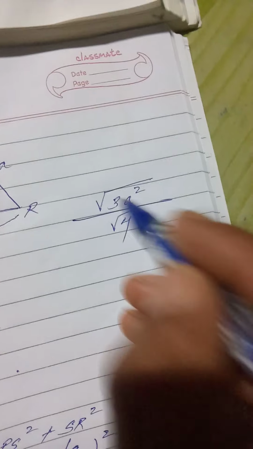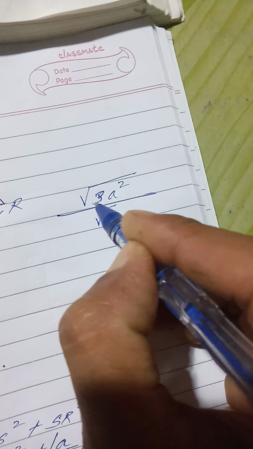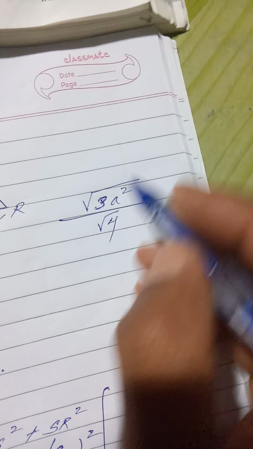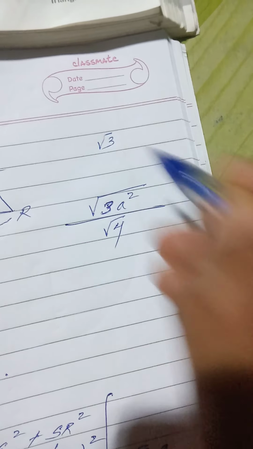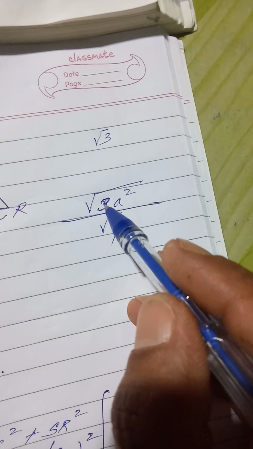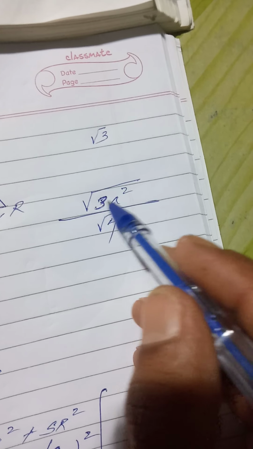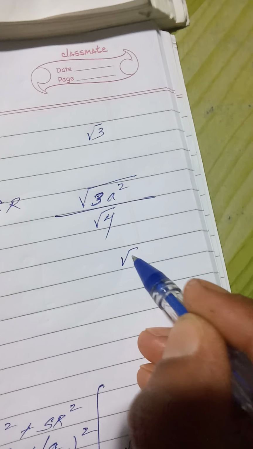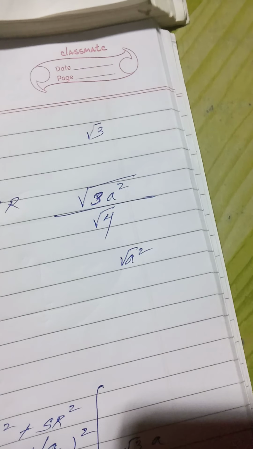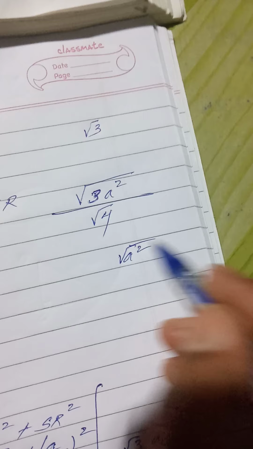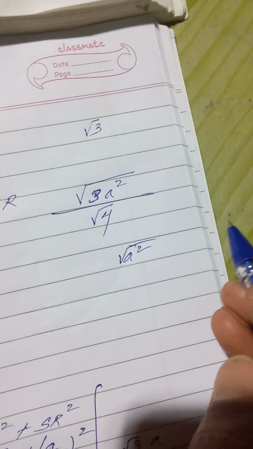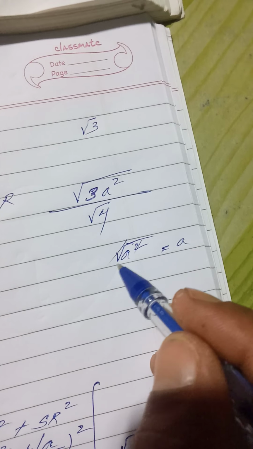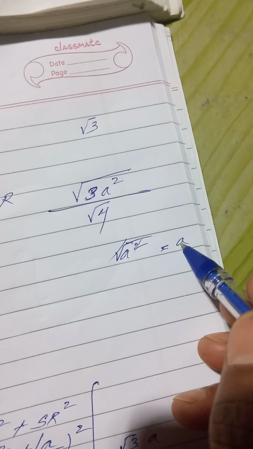So look, root 3 is, you know that, not a perfect square. We'll write it the same, root 3. So no need to look at 3 now. So A square, the square root of A square is A, because here the root and square cancel, so A.